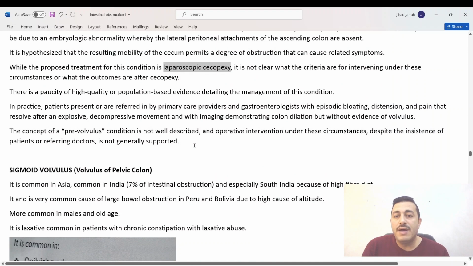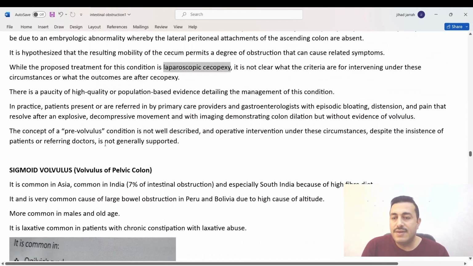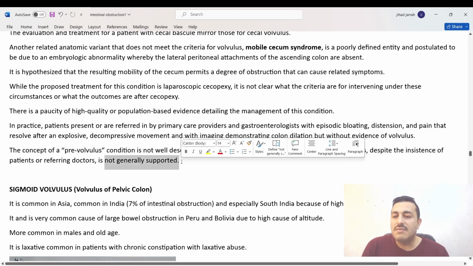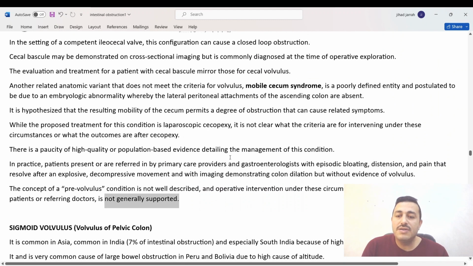They mentioned here just the outcome of cecopexy, and that is conflicting. When to proceed for cecopexy doesn't matter for us at this level of explanation. They mentioned the concept of pre-volvulus also. It's not supported and documented well, so we will not mention that. If you are interested, you can check the pre-volvulus condition.